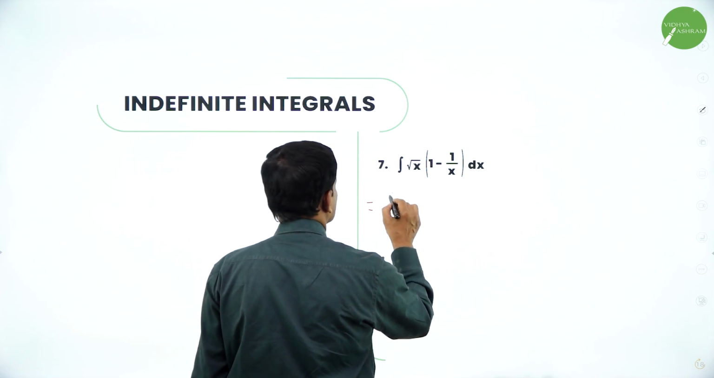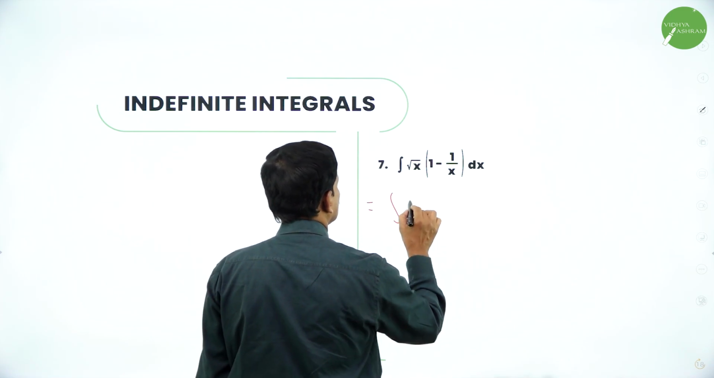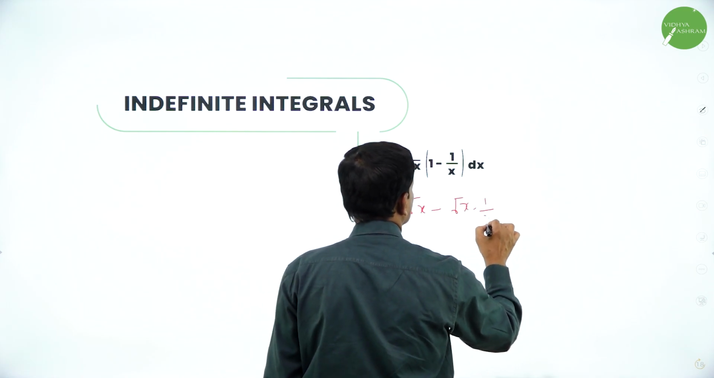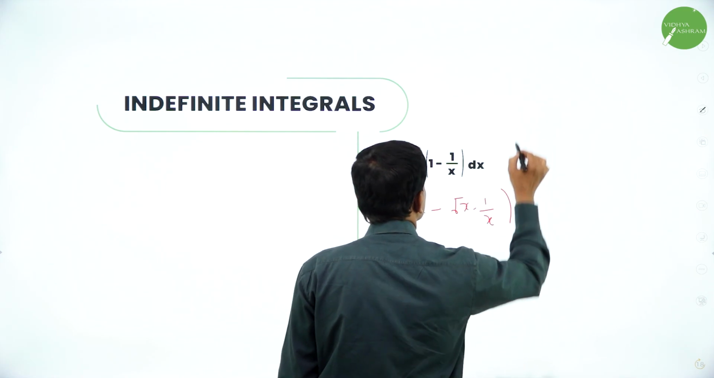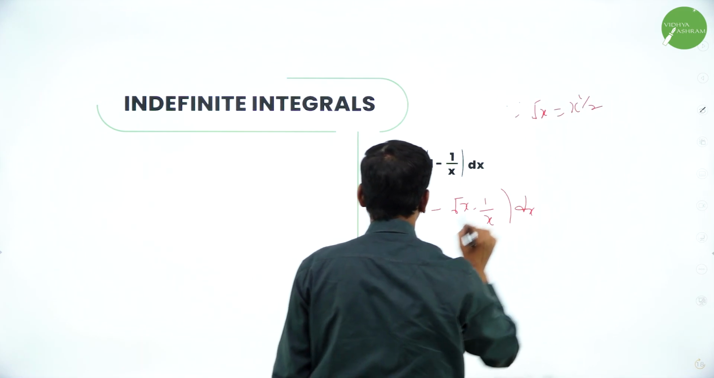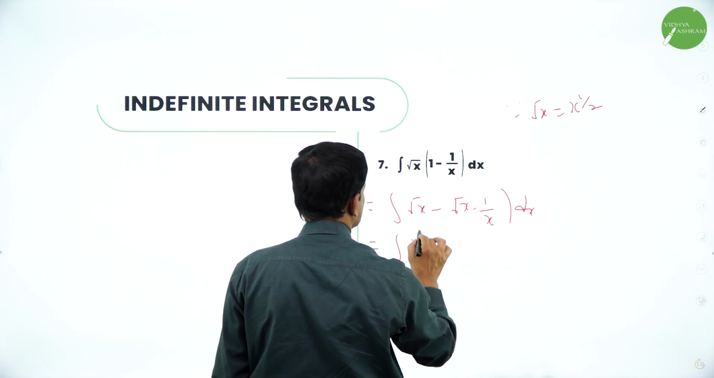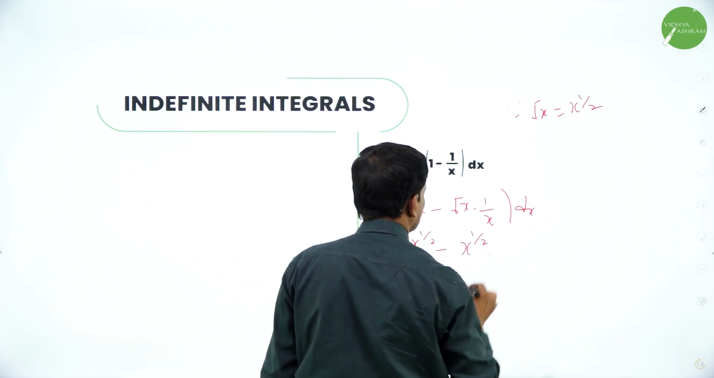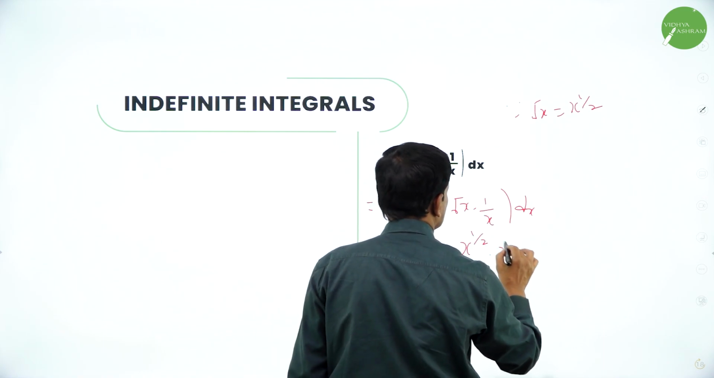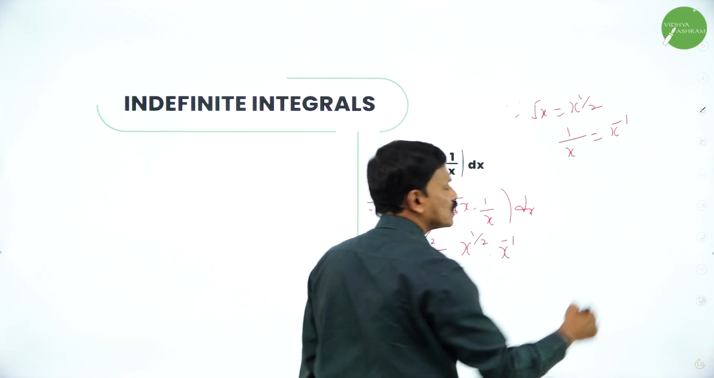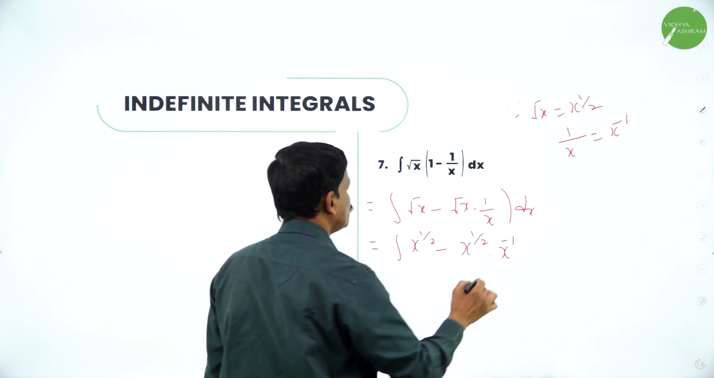So, this can be written as, just multiply it, root x into 1 is root x, minus root x into 1 over x dx. Since you know root x is also equal to x to the power of 1 by 2, this can be written as x to the power of 1 by 2 minus x to the power of 1 by 2 into, take this to the numerator, it becomes minus, 1 over x is also equal to x to the power of minus 1, dx.